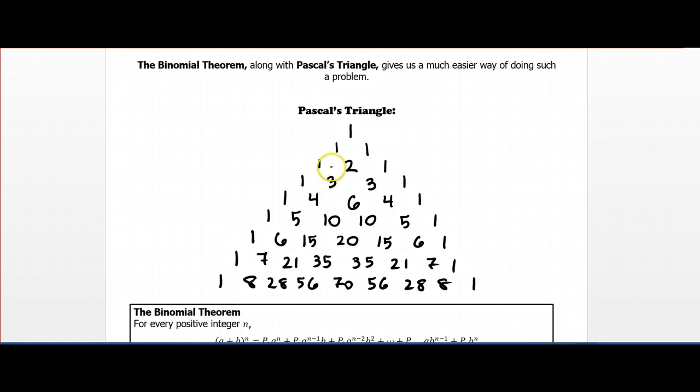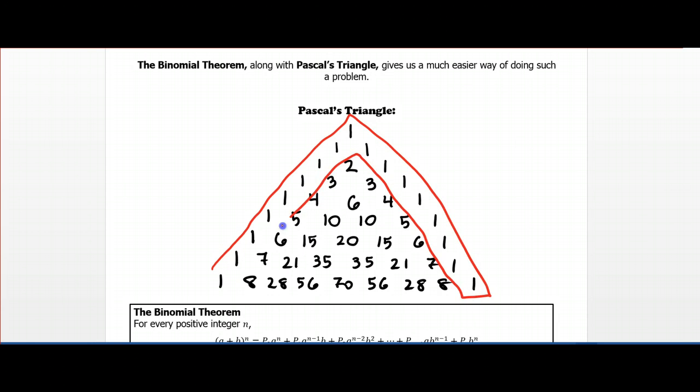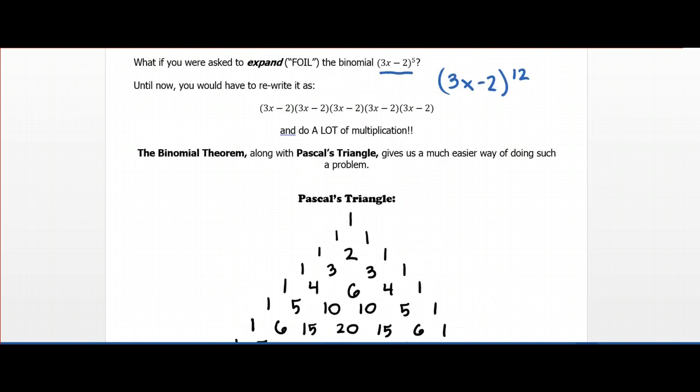Okay, so some patterns you may have noticed. Obviously, the outsides of the triangle, okay, the perimeter of the triangle has all 1s, okay, so every row always starts with a 1 and ends with a 1, okay, so that is one pattern. That's not really the one I'm focused on here.